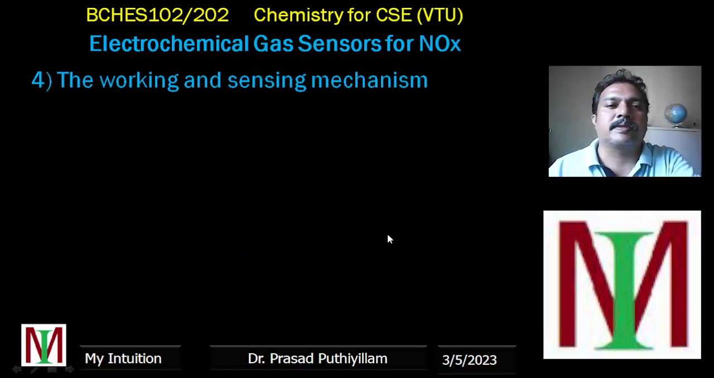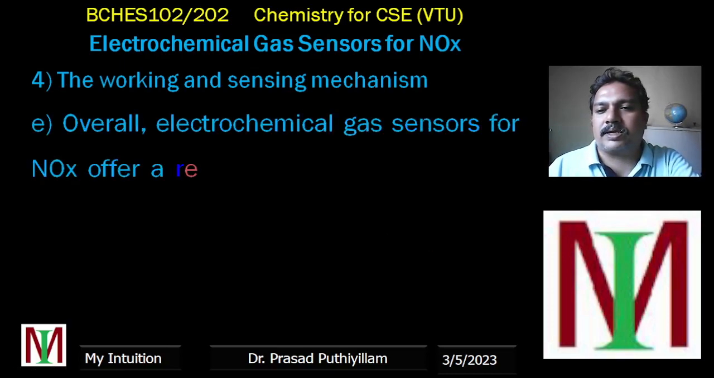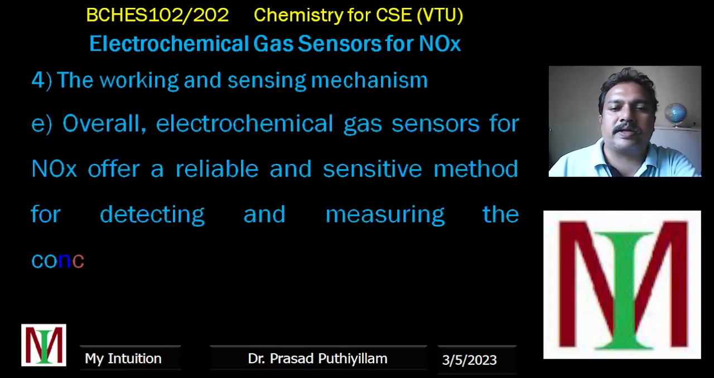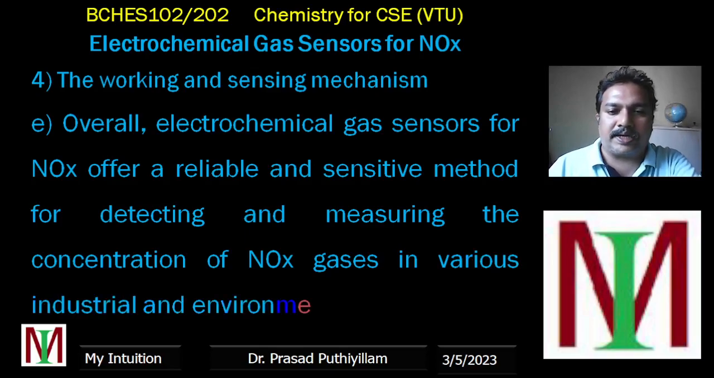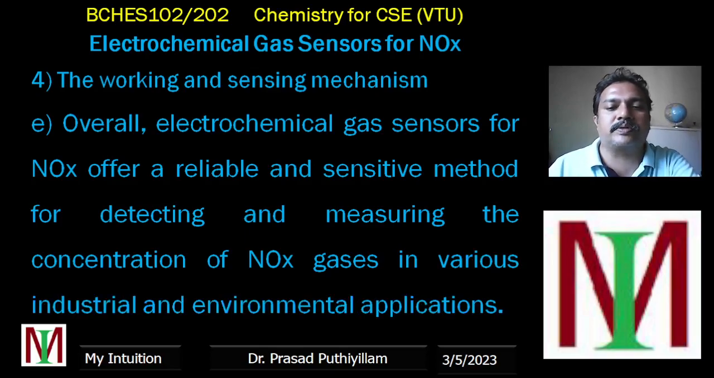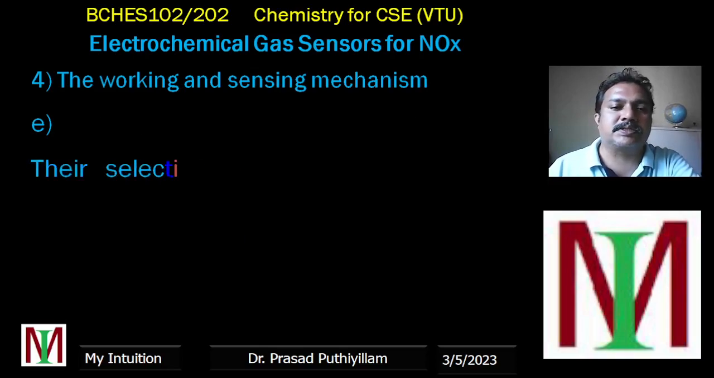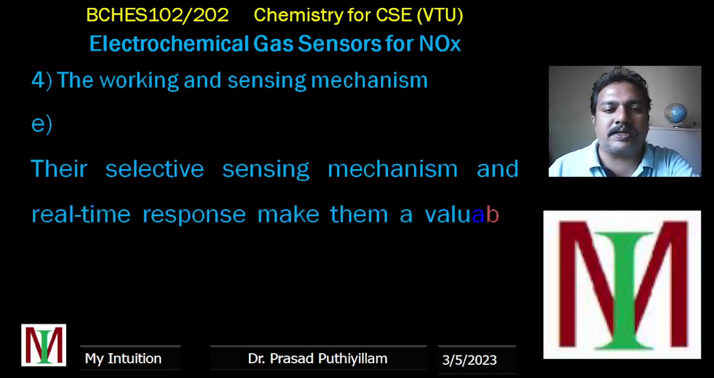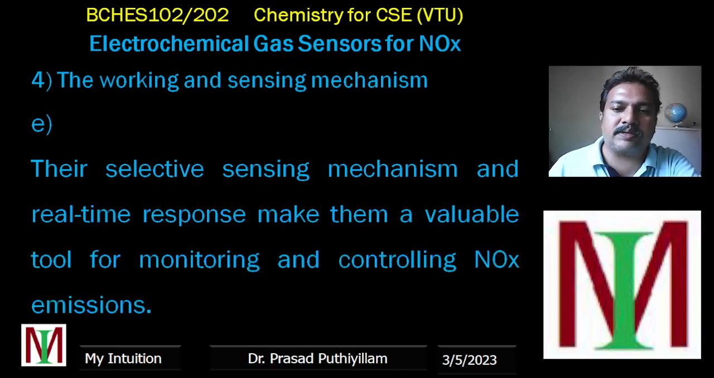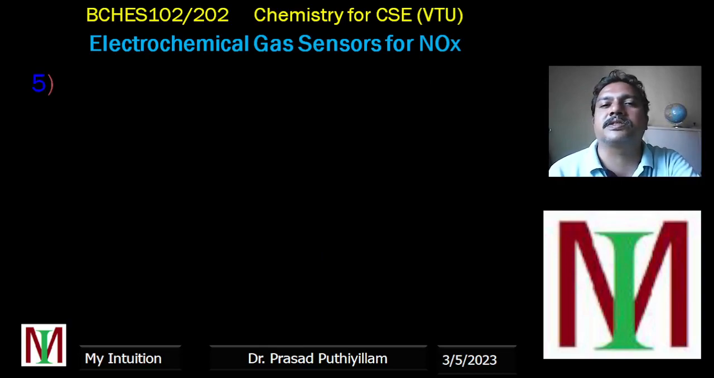Next, overall, electrochemical gas sensors for oxides of nitrogen offer a reliable and sensitive method for detecting and measuring the concentration of the gas present in various industrial and environmental applications. Their selective sensing mechanism and real-time response make them a valuable tool for monitoring and controlling oxides of nitrogen emission.